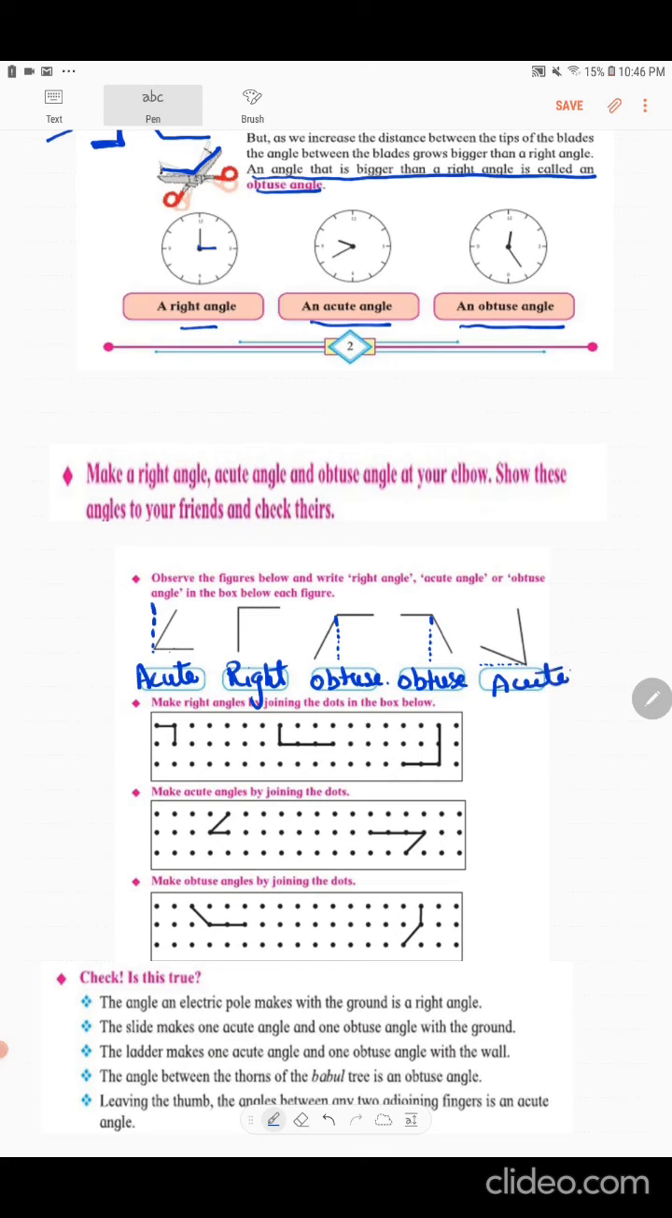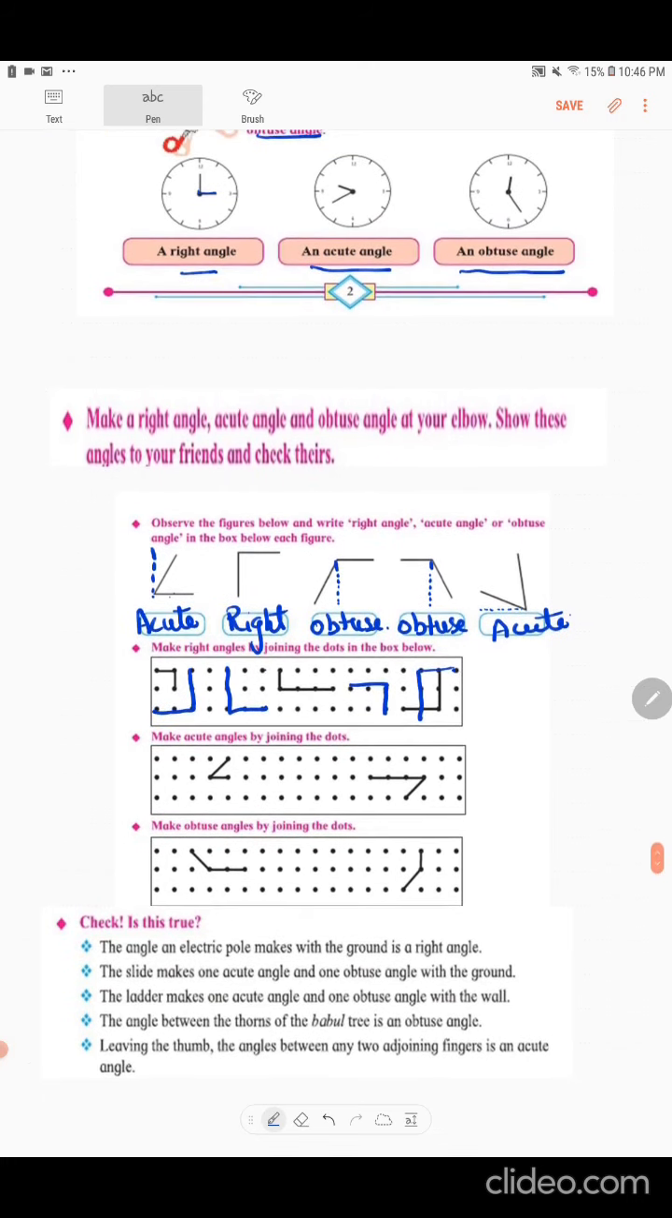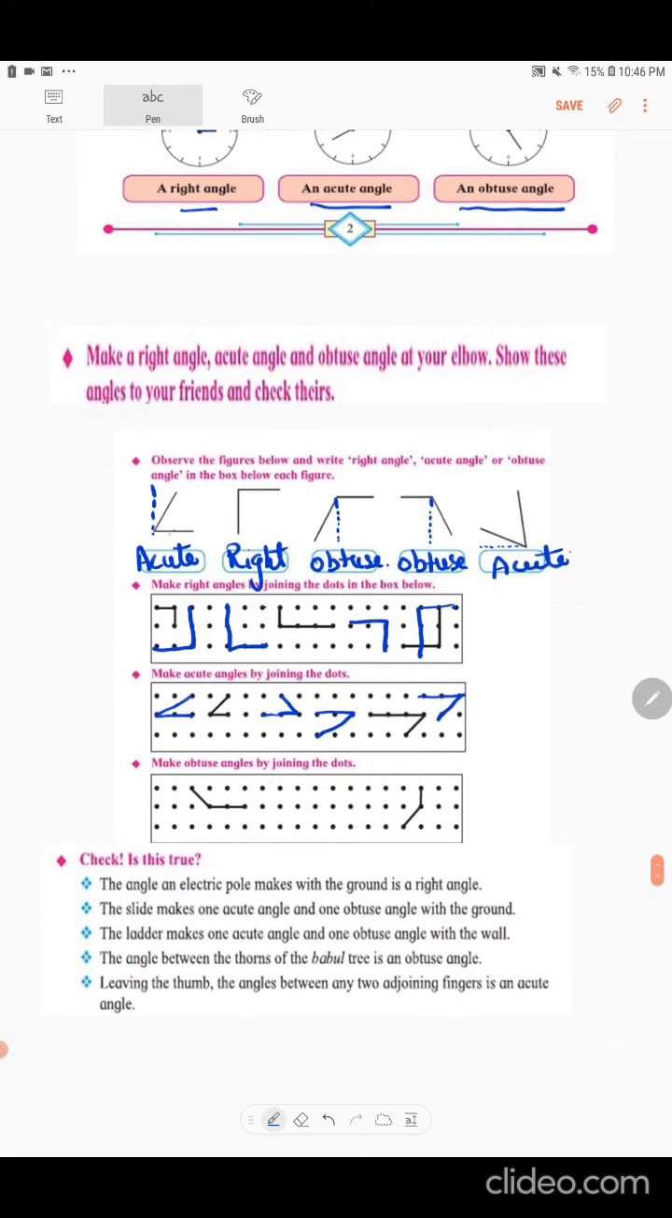Now on these dots you have to make right angles. You can make as many right angles as you want. Okay children, this is very easy. Now here you have to make acute angles. You can make acute angles over here. And on these dots you have to make obtuse angles. These are bigger than right angles. Okay.